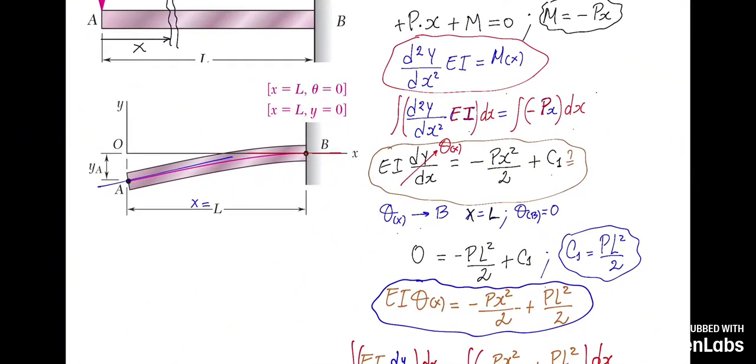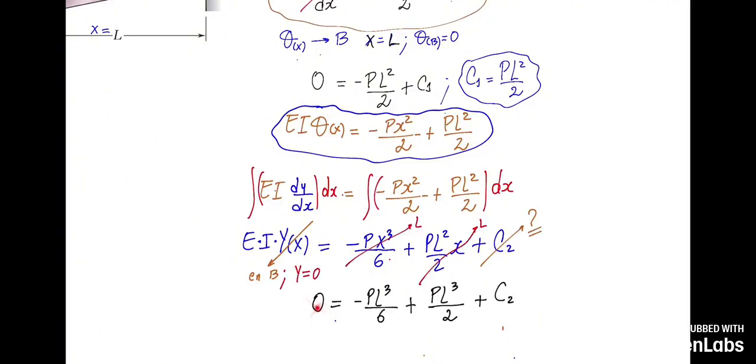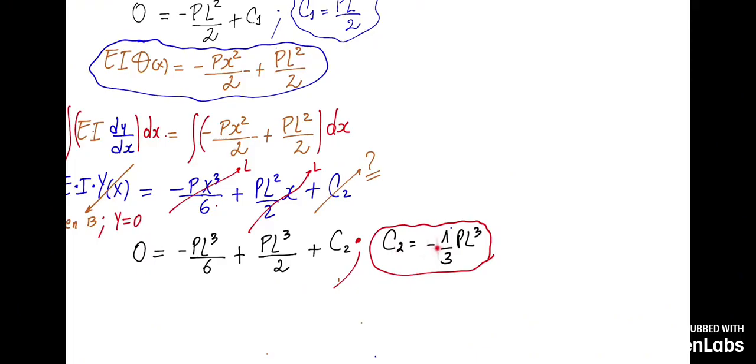So I substitute this condition here in my equation, and there is the result. When I replace this deflection with 0, all of this becomes 0. Here, the x times L gives me L cubed. Here, x times L, L times L squared, L cubed. Notice that these are similar terms. I can simplify them and solve for C2. By solving for C2, we find that C2 is equal to negative 1/3 of p times L cubed.